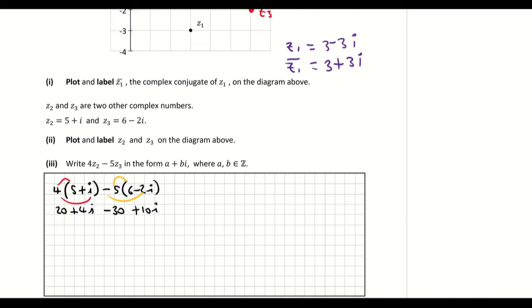I then group them. So I have a plus 4i and a plus 10i, which will get me 14i. And then I have a 20, subtract a 30, which is giving me minus 10. So minus 10 plus 14i, and that is in the form a plus bi.